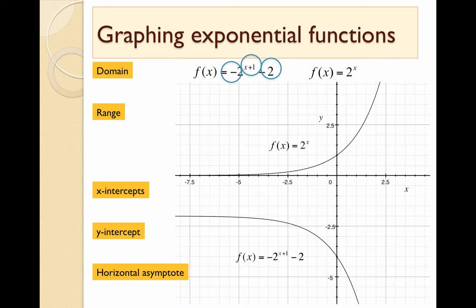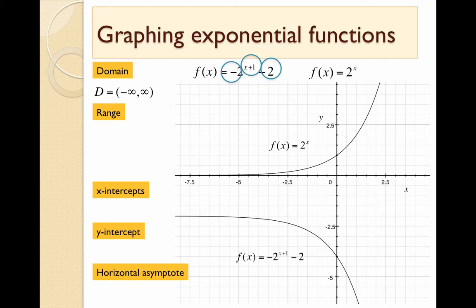And here are the two graphs, the parent and its translation. And in order to draw that translation, you will need to find some points, just like we did in the previous example. Once you've found those points and drawn the graph, then you can look at the other characteristics.